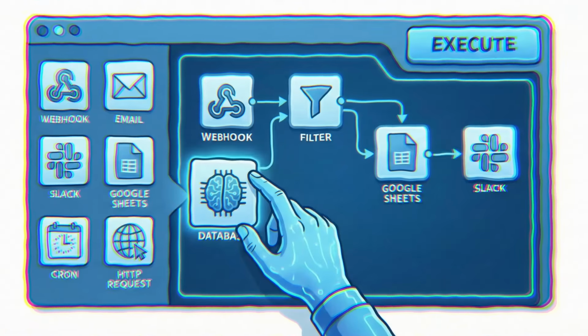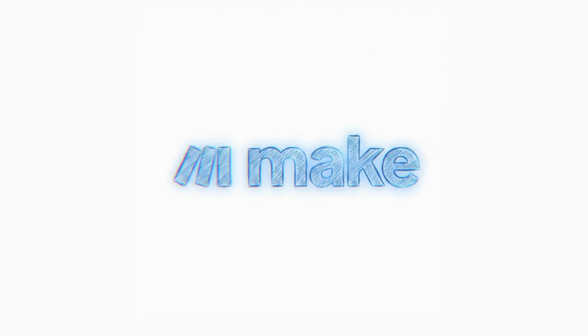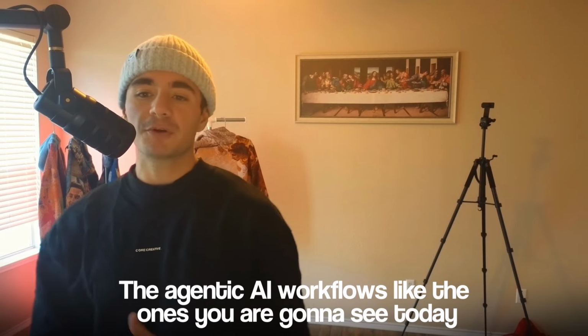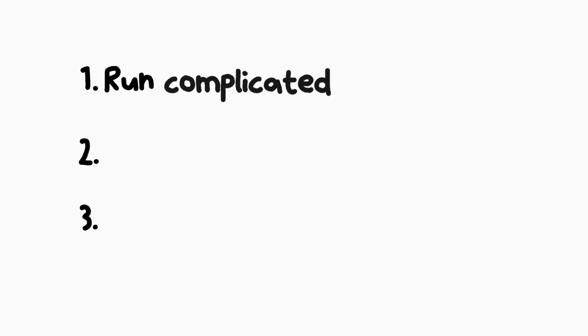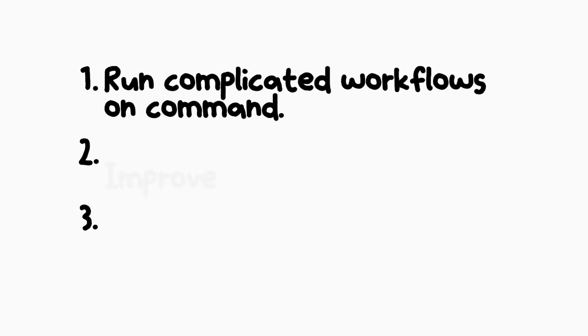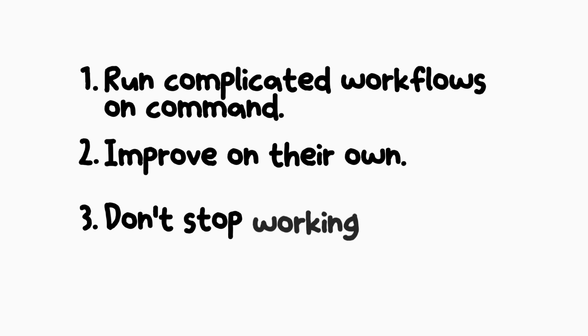See, when you think of AI agents, you're probably thinking of an automation drag and drop platform like n8n or make.com that creates streamlined automations. But with agentic AI workflows like the ones you're gonna see today, we aren't just building automations. We are building entire AI employees that run complicated workflows on command, improve on their own, and don't stop working until they get the job done, tackling any error in their way. And the best part? These agents are constantly improving and evolving like a Pokemon, all on its own.